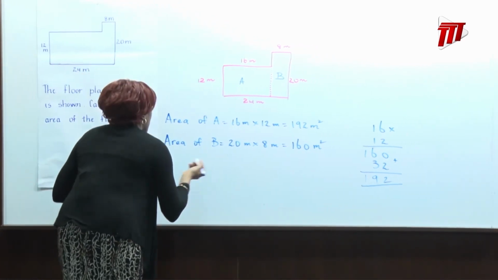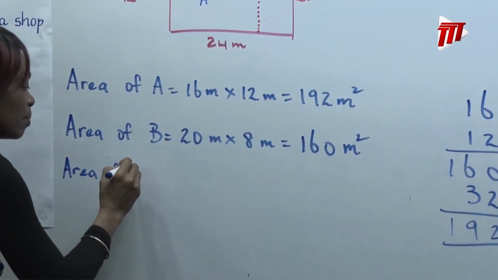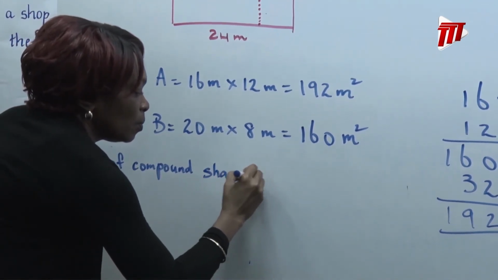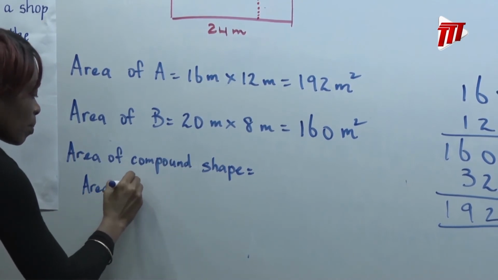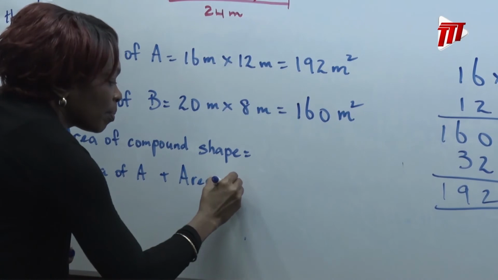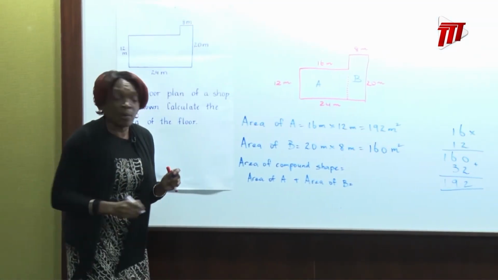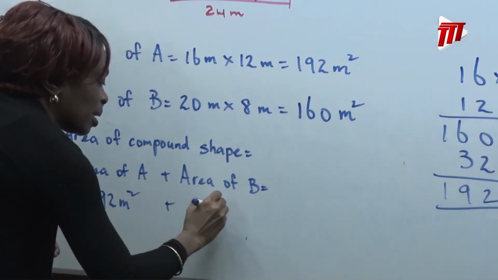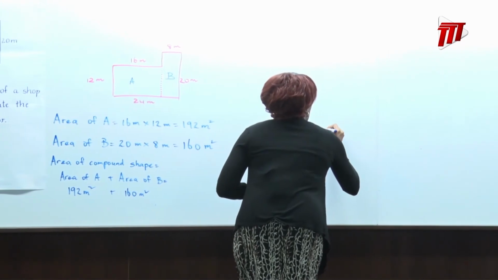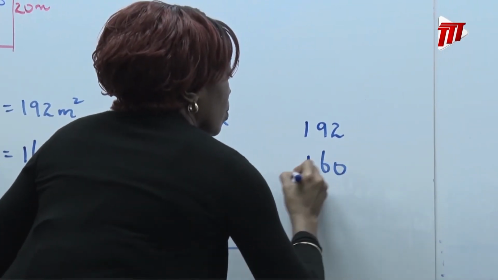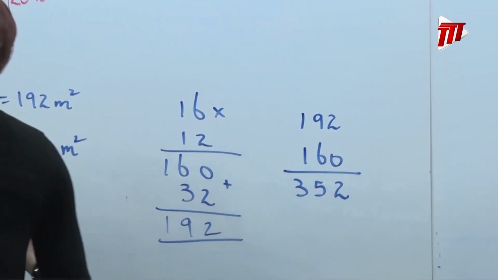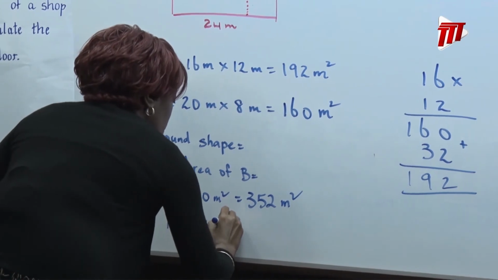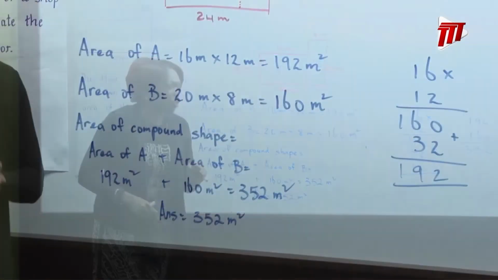So we are going to say area of shape is equal to what? The area of A, and we're going to add that to the area of B. What did we get for the area of A? 192 meters squared. What did we get for the area of B? 160 meters squared. Let's do our calculations now and let's see what we get. So the answer is 352 meters squared.